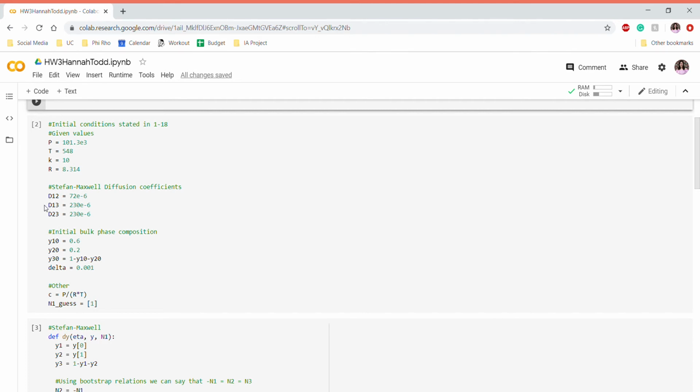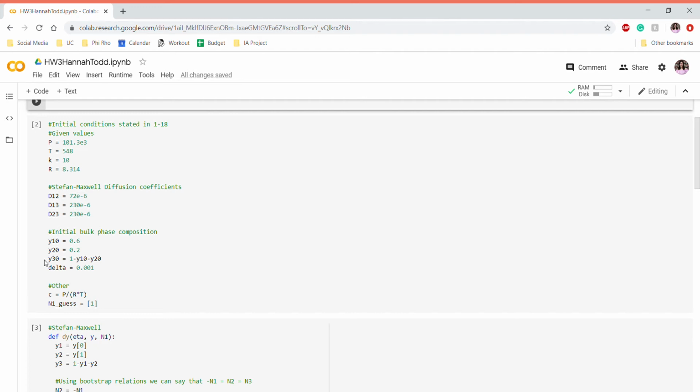And then the problem states the bulk phase composition of our components at the beginning. So that's why I have Y1 naught. So Y1 naught, which is ethanol, is 0.6. Y2 naught, which is acetaldehyde, is 0.2. And Y3 naught, which is hydrogen, can either be found by subtracting Y1 naught and Y2 naught from 1, or it was stated in the book as 0.2.